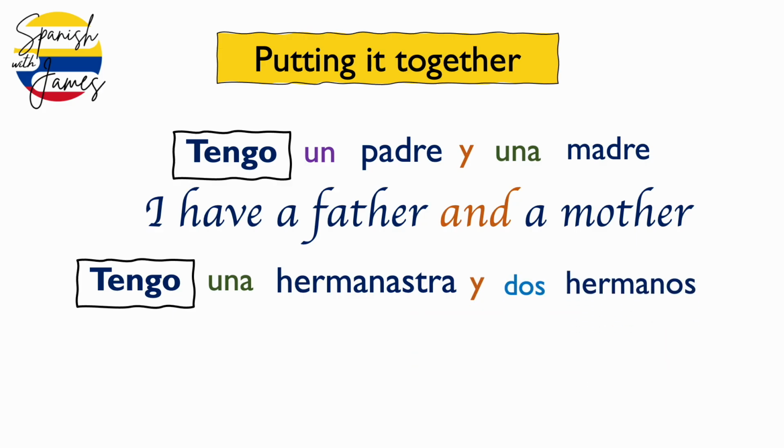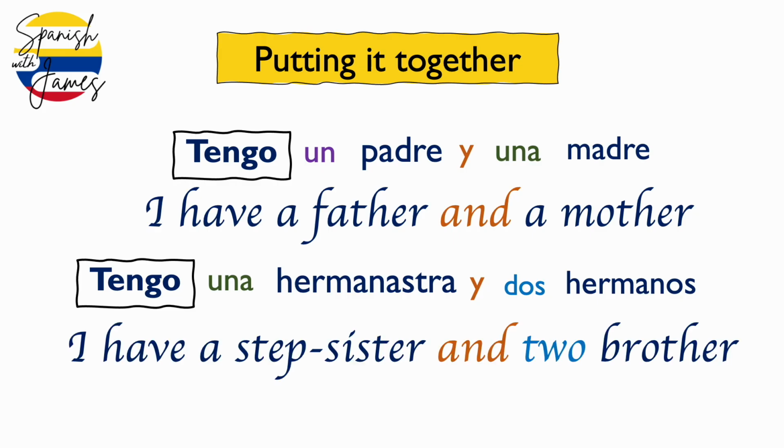So making hermano plural, we just stick an S on the end. To make it plural, if it ends in a vowel, you put an S on the end. If it ends in a consonant, you put ES on the end. And then because we've used a number, dos, we don't need the word for un. So this means I have a stepsister and two brothers. Tengo una hermanastra y dos hermanos.